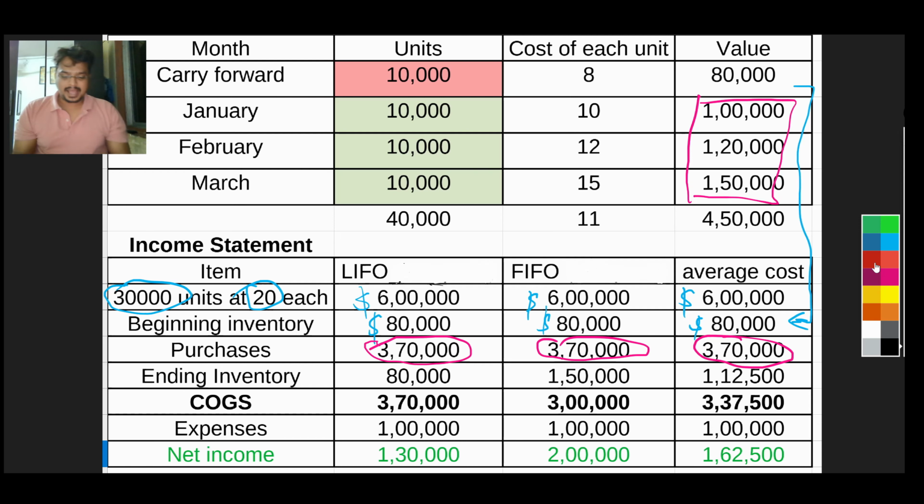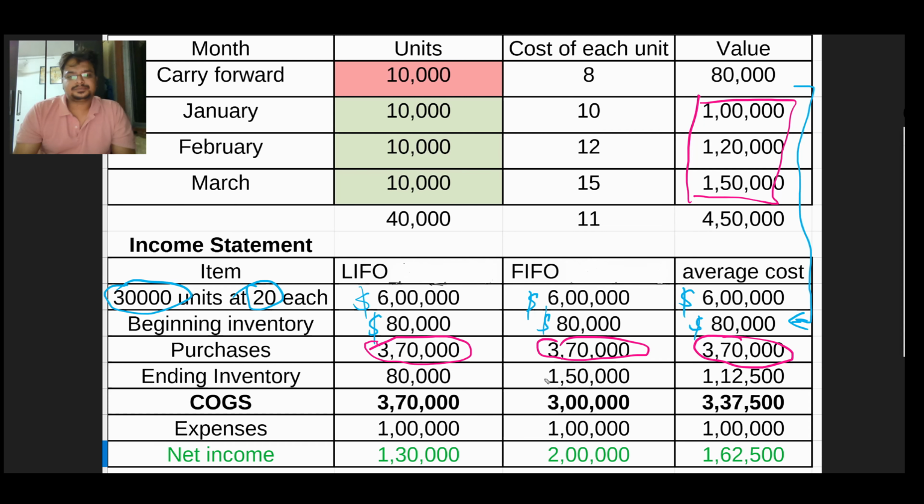Okay, and in these cases, obviously they are not perishable goods, because you won't go for LIFO if the goods are perishable. Anyways, let's see why these figures are different in the ending inventory. So let's suppose we'll use a good color for this. Let's suppose we'll use red for FIFO.